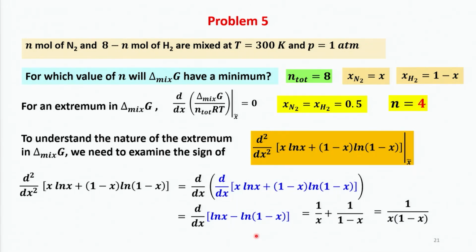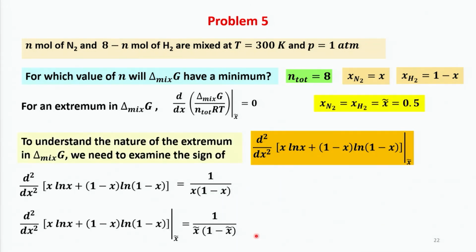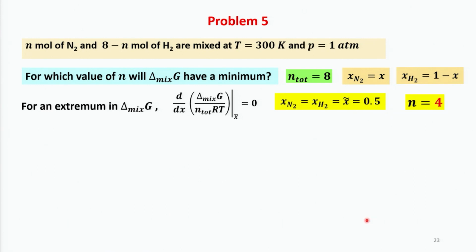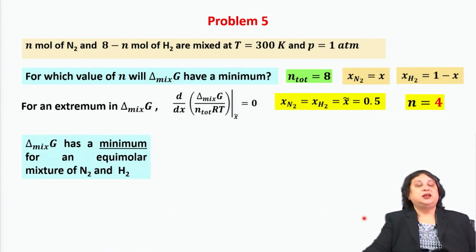This means that my second derivative is always positive, and if I evaluate it at x equal to x tilde, where the extremum resides, I find that this is going to be positive at x tilde equal to 0.5. As a result, what we have learned from here is that the free energy of mixing has a minimum for an equimolar mixture of nitrogen and hydrogen.